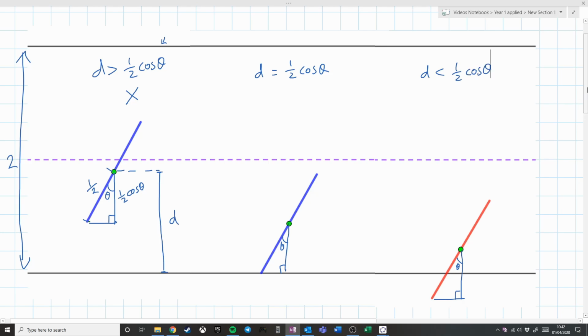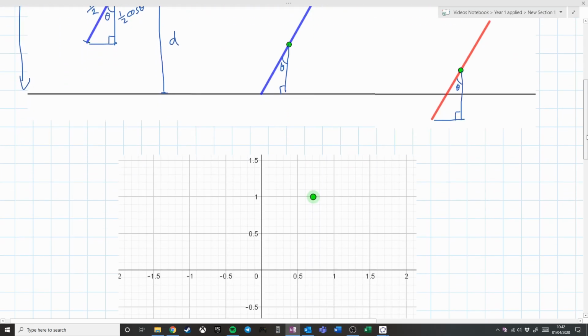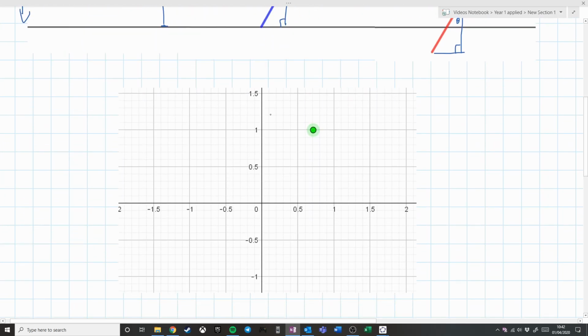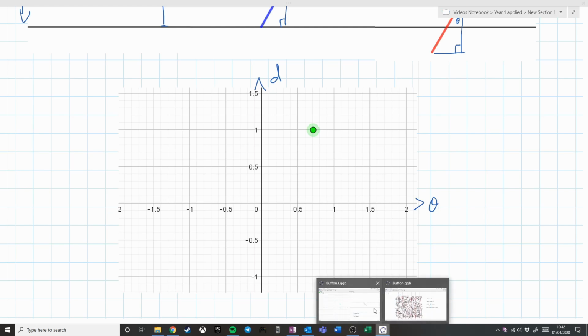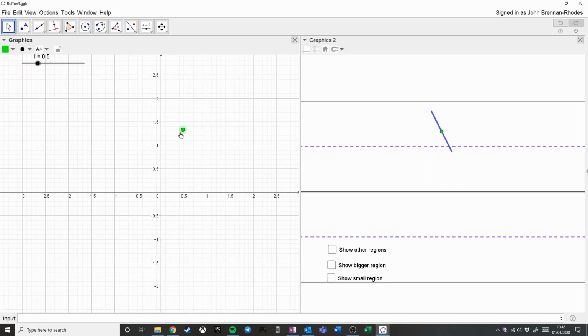Which led me to think, well, couldn't I draw a graph of d against theta? Each point is going to represent how far away it is and what angle it is at. And here is my simulation of that. I can move the point around, and as I move it left and right, it's rotating, and I move it up and down, and you can see that it turns red if I'm getting closer.